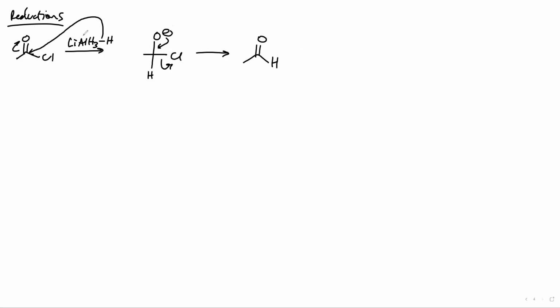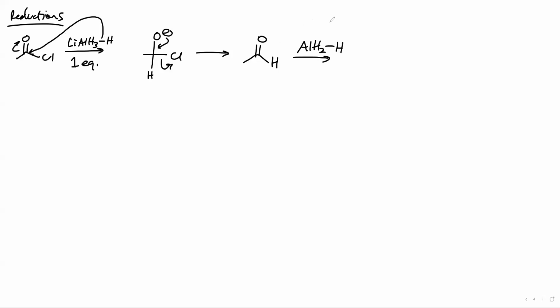Now keep in mind, let's say the lithium aluminum hydride was at 1 EQ, so we only had 1 mole of lithium aluminum hydride for every 1 mole of acyl halide. We used 1 hydride, but we still have 3 more on the species here. So what do we think those other 3 hydrides are going to do? Just hang out? Just not do anything?